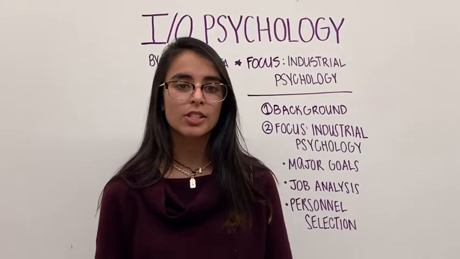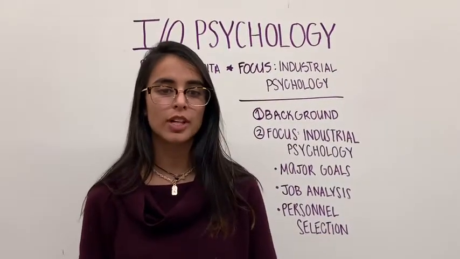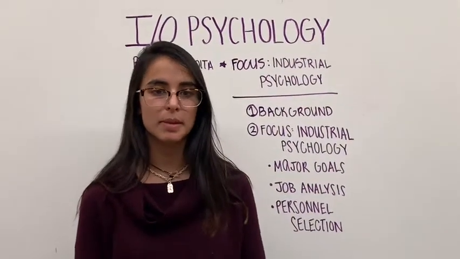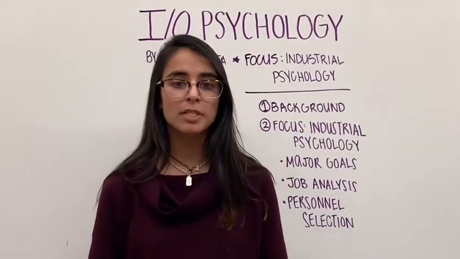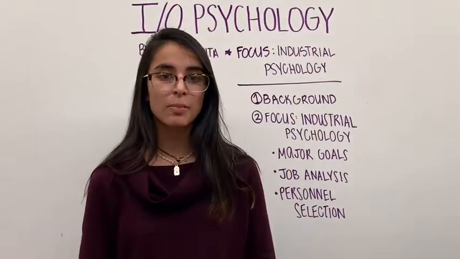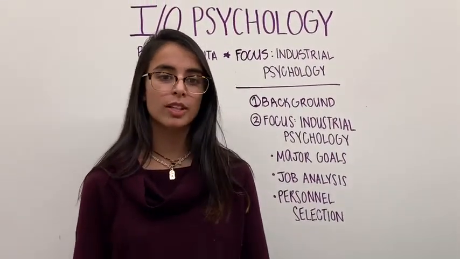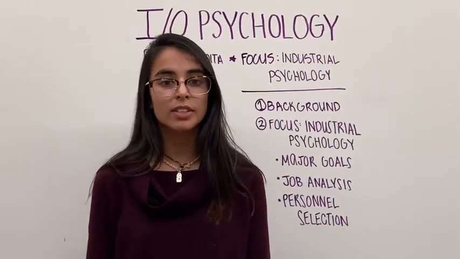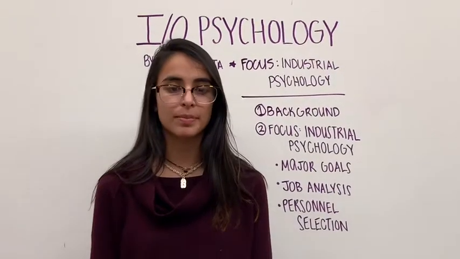Together, IO psychologists tend to concentrate on 9 different areas, which include job analysis, selection and placement, training and development, performance management and evaluation, organizational development, leadership development, team building, quality of work life, and ergonomics. In this video, we're going to be focusing on the industrial aspect of IO psychology.